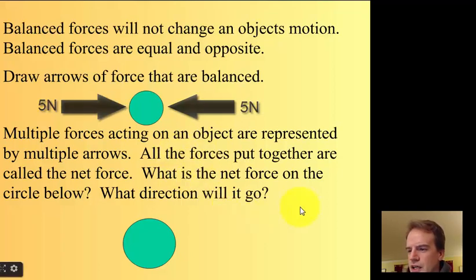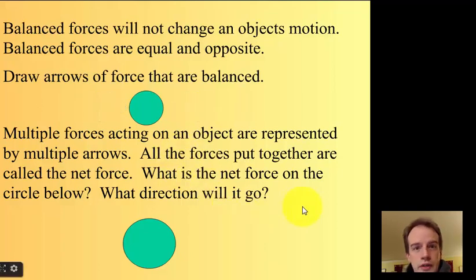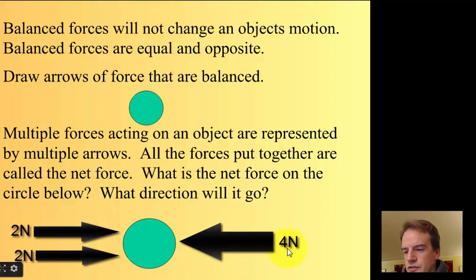Multiple forces acting on an object are represented by multiple arrows. So think of 2 people pulling on one large crate, or 3 or 4 different forces acting on one object. All those forces put together are called the net force. What is the net force on this circle? What direction will it go?